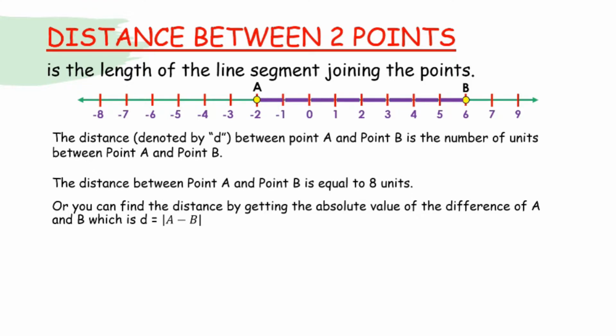Or you can also find the distance by getting the absolute value of the difference of A and B, which is D is equal to absolute value of A minus B. So in our example, we can have D, which is the distance, is equal to absolute value of A minus B. Since A is negative 2, we're going to replace A with negative 2 and B will be replaced by 6. Therefore, we will have D is equal to absolute value of negative 2 minus 6. Then we will have D is equal to absolute value of negative 8. Then D is equal to 8. AB is equal to 8 units.